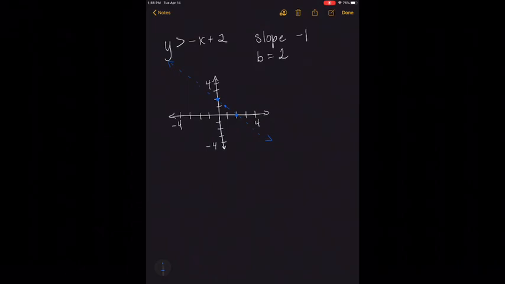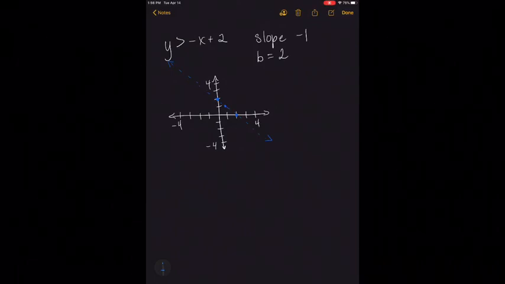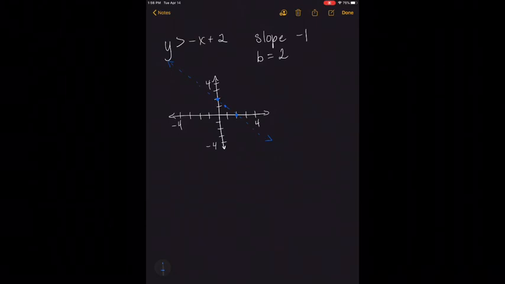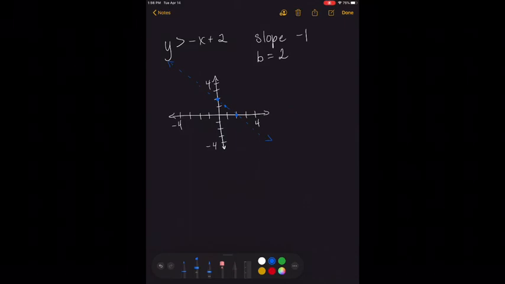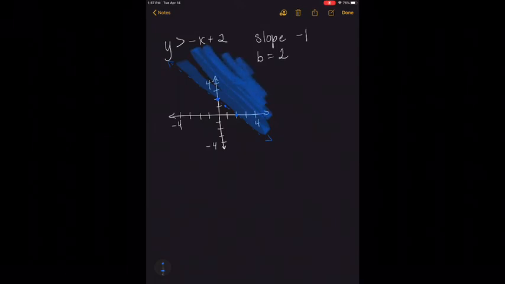Okay, and some people will just draw a solid line and then use their erasers to make it dotted, but if you're using a ruler, it's really helpful. You can just dot it along that line. You really should be using a ruler for this. And it says that y is greater than, I'm going to use my highlighter, y is greater than negative x plus 2, so we are going to shade above that line. Okay?